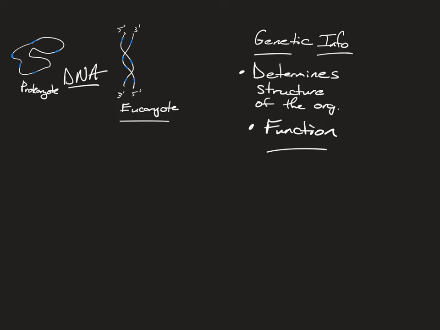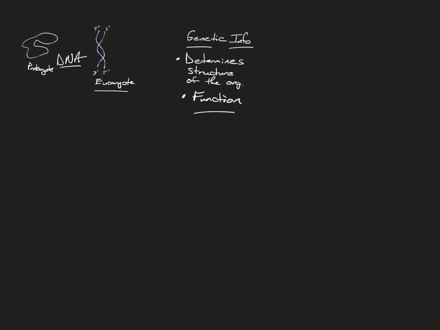The next question is, how is it that you can change the structure and the function of an organism by changing the DNA? What is it you're changing, essentially? You're changing genetic sequence, which is what you mentioned with mutation. So you have a genetic sequence, A, T, G, C, T, T.